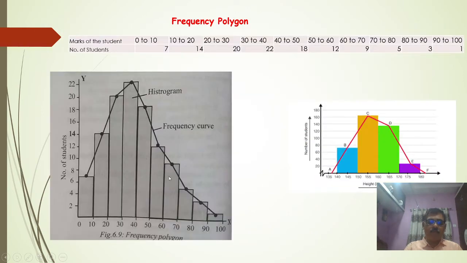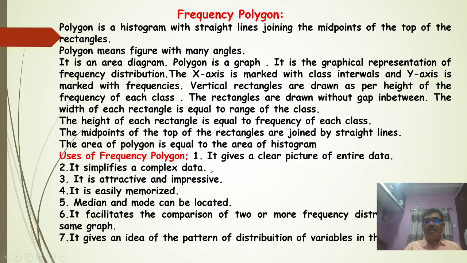That is very much important. The midpoints which are present at the top are joined with the help of a straight line. The rectangles are drawn without gap in between, and the width of each rectangle is equal to the range of the class. The height of each rectangle is equal to the frequency of each class, and the midpoints of the tops of the rectangles are joined by straight lines. The area of the polygon is equal to the area of the histogram.